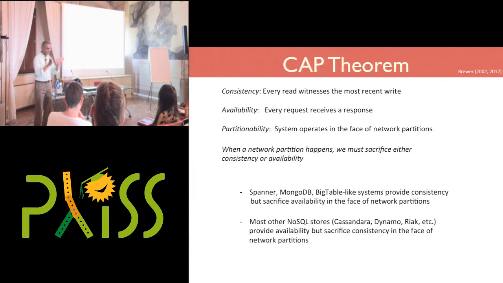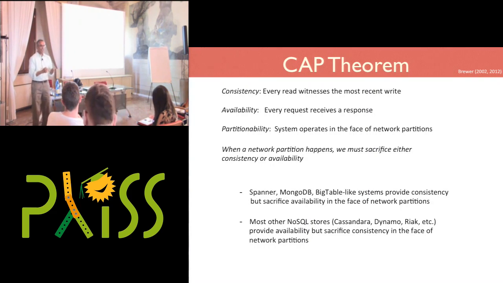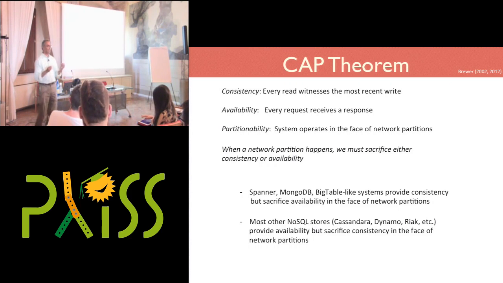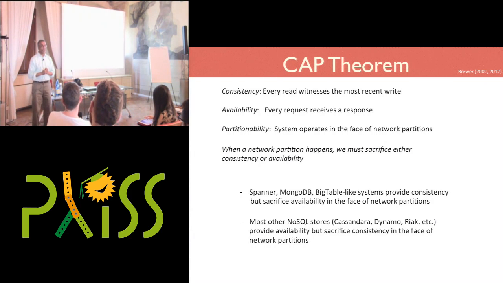Now, in practice, since I've got a distributed system, I must accept partitionability. That's a fact of life. The network will fail. There will be hiccups in the way that I communicate with other nodes. So any system that I design must be robust in the face of network partitions. It simply cannot say, oops, the network is down, sorry, come back later. That would be bad. So we need a design that is robust in the face of partitionability.